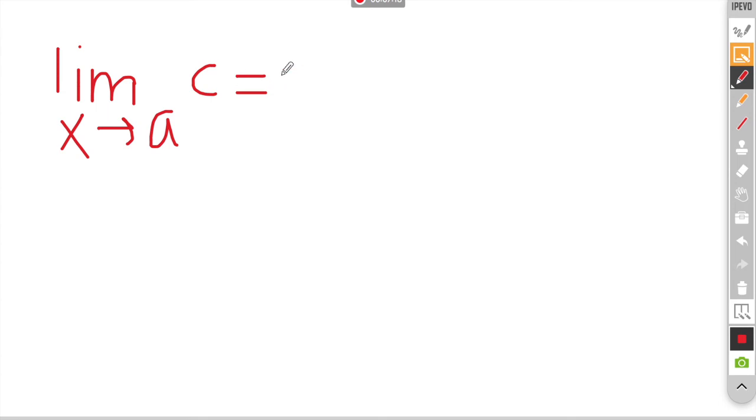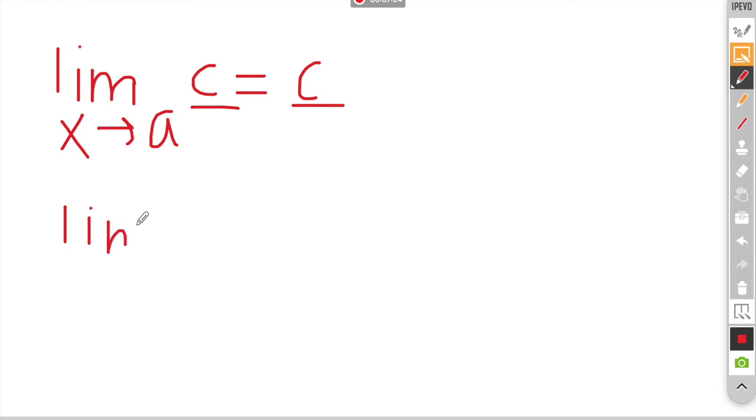All right, so those are these, and then let's go over some simple ones. So the limit as x goes to a for a constant is just equal to the constant. So let's say we had the limit as x goes to a of 2, then that's just 2. Whatever c is, the constant, that would be your answer.